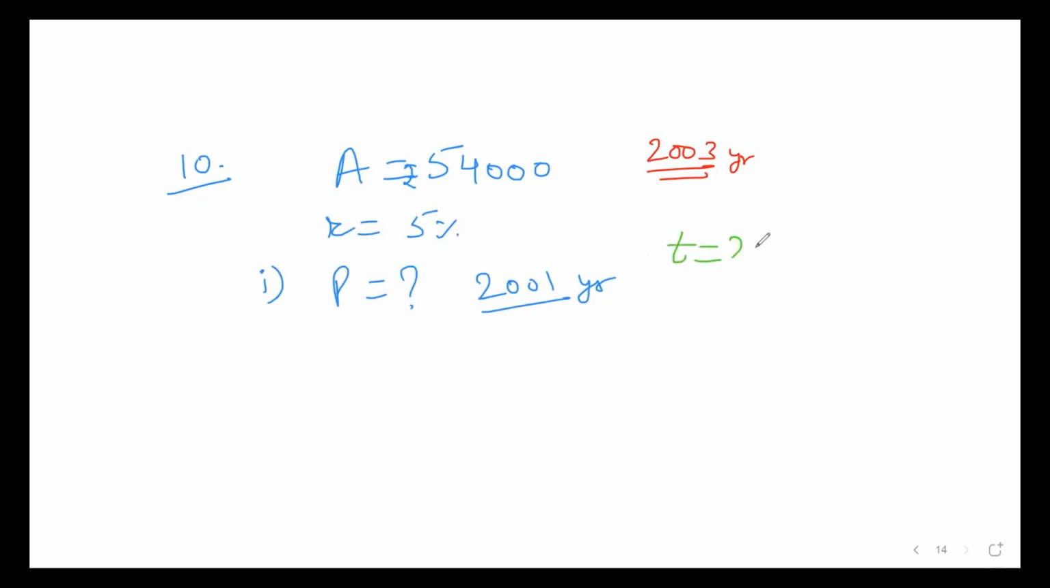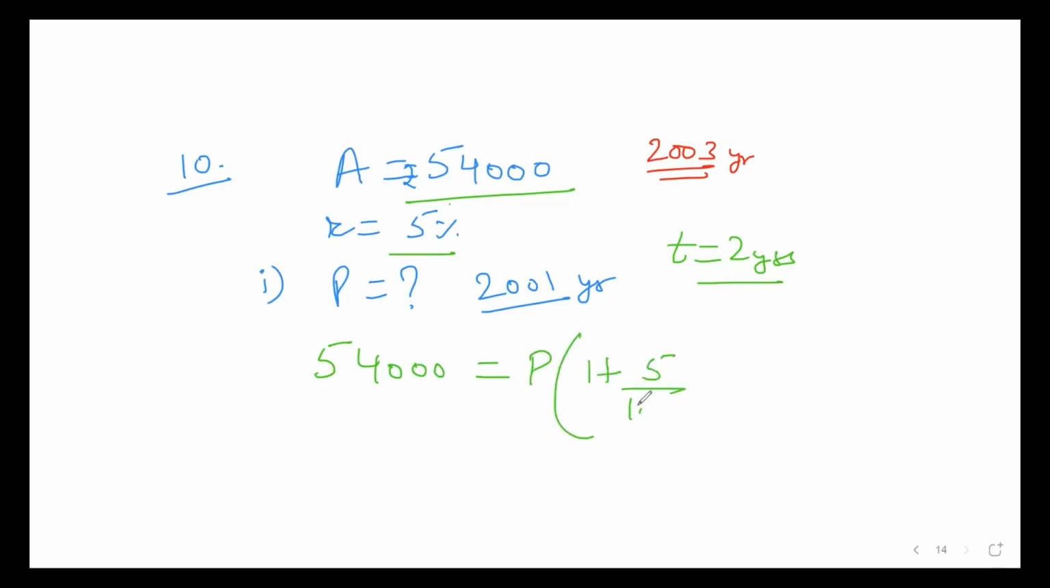So time would be 2 years in this case. So amount, rate, time, and you have to find out the principal. So let's write down: amount equals principal, principal we don't know, we'll write exactly the same, (1 + R/100) whole raised to the power t. And you have to solve it. How to solve these kinds of questions?